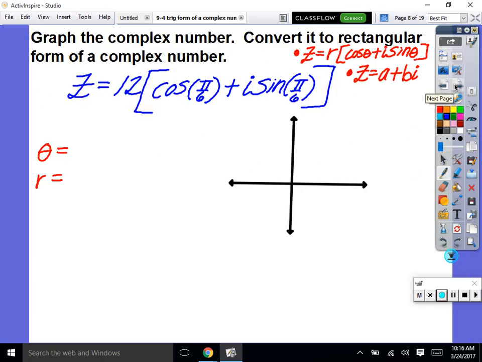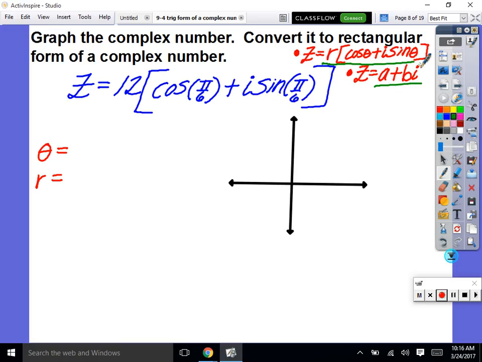Okay, here's my first example. It says, graph the complex number. Notice this is a weird complex number. It's in trig form. It's not the complex number that we're used to seeing, A plus Bi. It's in the trig form of a complex number. Well, we don't have to do a whole lot here to graph it. We can just think about it.